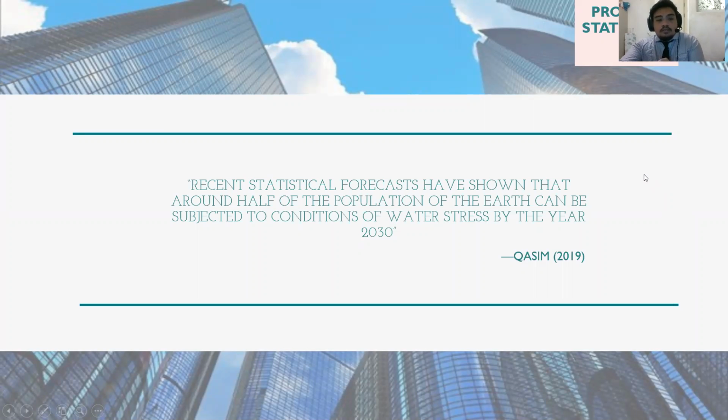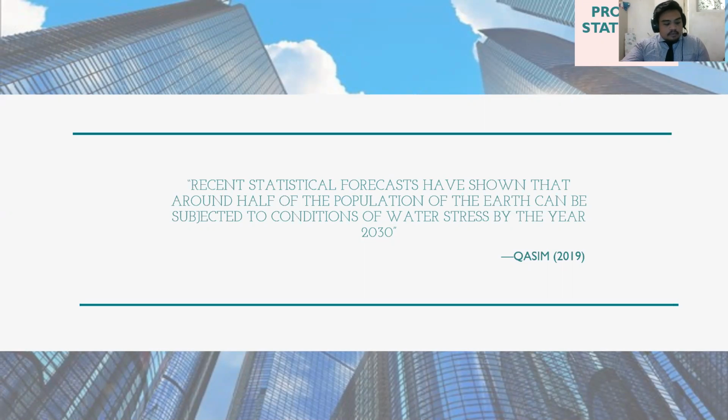Here it shows the problem statement for my final year project. Recent statistical forecasts have shown that around half of the population of the Earth can be subjected to conditions of water stress by the year 2030, as in 2019. Here, it shows that the world is currently facing water scarcity, and it is projected to be facing water stress or insufficient amount of water for daily consumption.